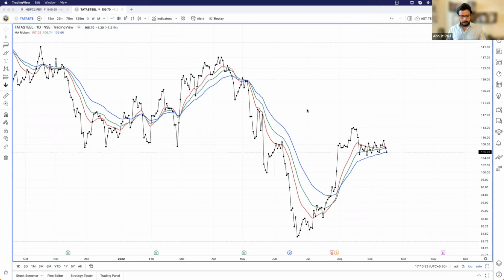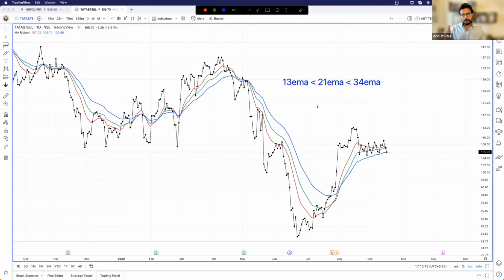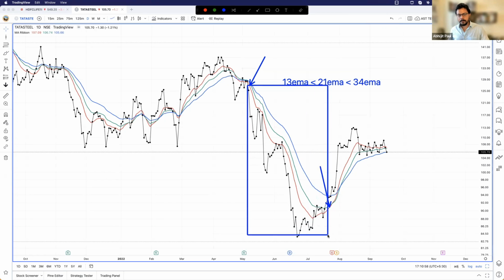all three, when let's say the 13 exponential moving average is below the 21 exponential moving average, and the 21 exponential moving average is below the 34 exponential moving average, which is essentially, if you notice, from this point, from here to here, this entire area, it was in a nice downtrend. You can add 55 along with 34 also. The more you add, the smaller your zone will get; the more you reduce, the bigger it gets.